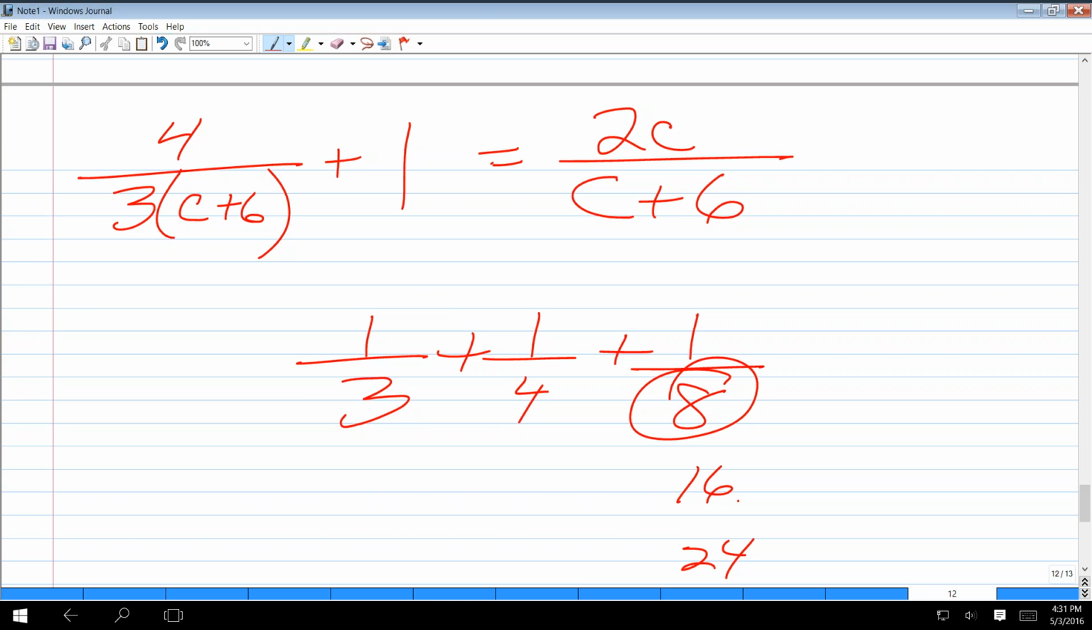So the key is to find the number that's divisible by these two. We already know 4 is going to go into everything that 8 goes into. So we only have to find what 3 goes into. Right, 3 and 4, yeah.